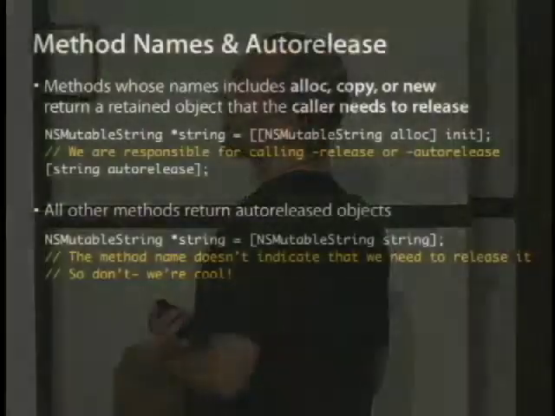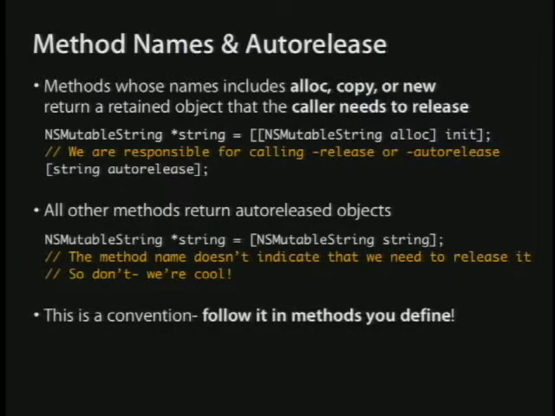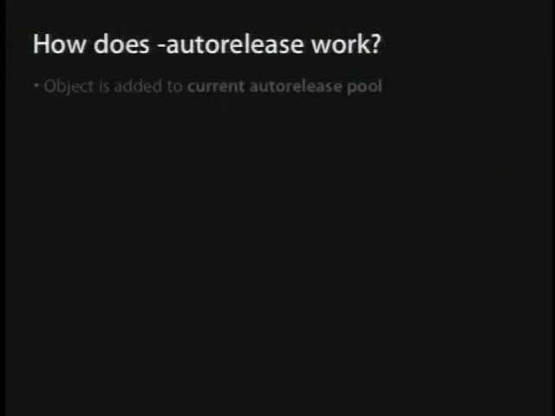So here's the counterexample from Foundation. When you see the alloc case, you have to release it. But in the case where you see a function that starts with string, it's pre-auto-released for you. And I think that's what we use in the exercise so far. And this is true, you've seen this. You may have seen this in NSNumber, some of them will start with number with int. What else? On the UIKit side, there's UIButton buttonWithType. Those things are all auto-released for you. Again, this is a convention. You should do the same.